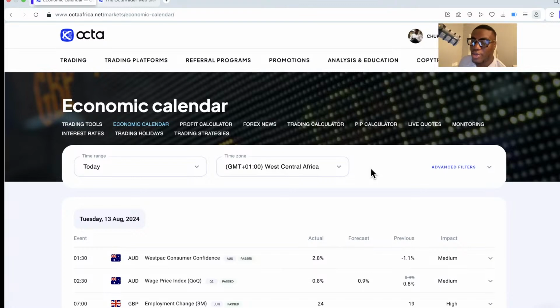Okay, so remember I told you guys that we have a step or a framework to trading. And this framework to trading starts with understanding market structure. But I always tell you guys that before you go into understanding market structure, you need to look at the economic calendar.